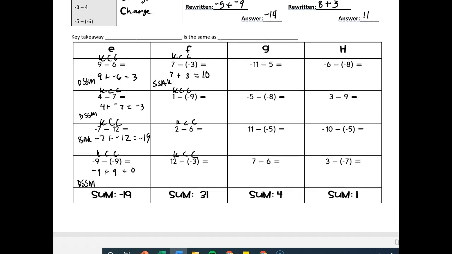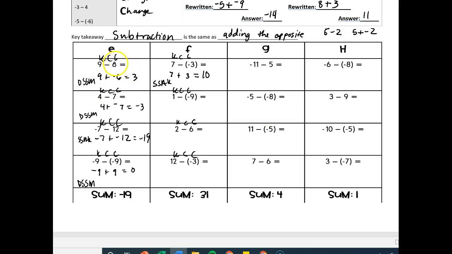So in row E, I did the first column for you here. The key takeaway here is subtraction is the same as adding the opposite. I can give you an example here. If you see 5 minus 2, that is the same thing as 5 plus negative 2. Get used to that, okay?